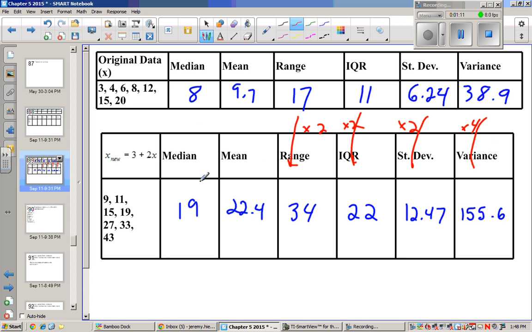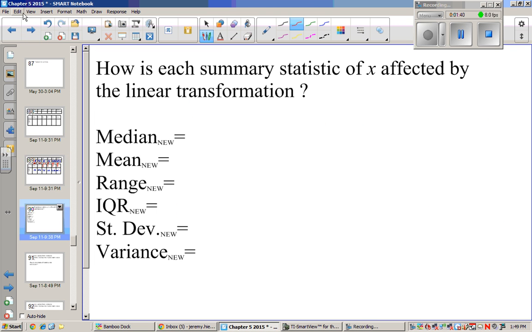Now when we have our mean and median, it doesn't just multiply by 2. If I multiply this by 2, I'd get to 16. I'd have to add 3 more. So here we're multiplying by 2 and then adding 3. Over here, we're multiplying by 2 and then adding 3, just like the formula says. However, all these measures of spread don't do what the measures of center do. So let's try to generalize that.